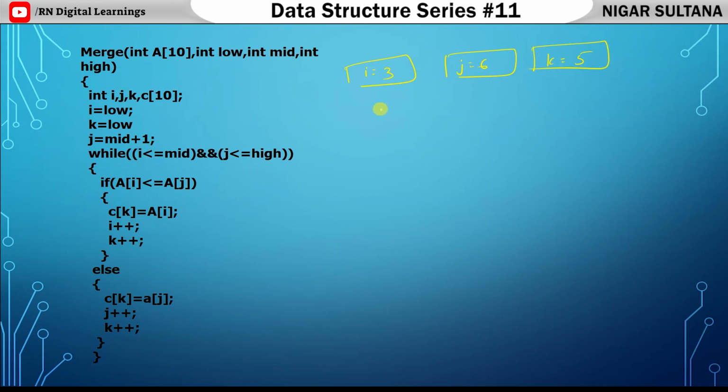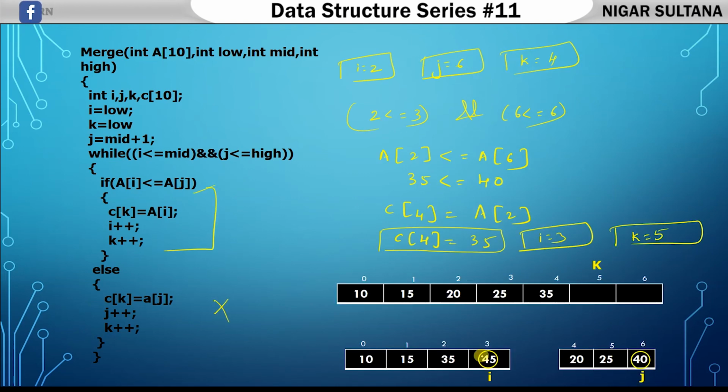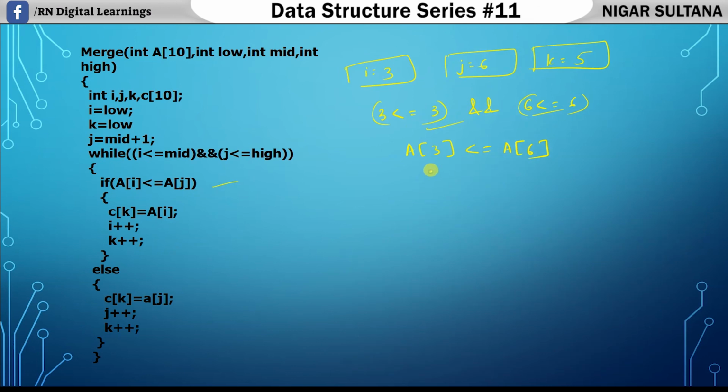Now check. Is 3 lesser than or equals to 3? And j is 6 lesser than or equals to 6. Both are true. Check the if condition. A of I, A of 3, is lesser than or equals to A of 6. What is A of 3? A of 3 is 45 and A of 6 is 40. 45.